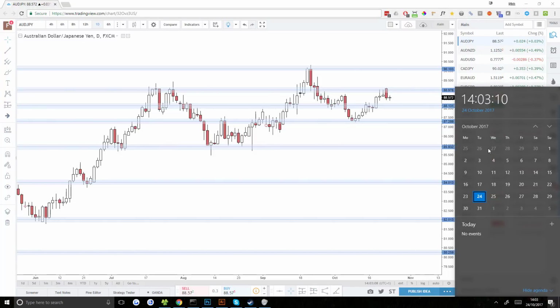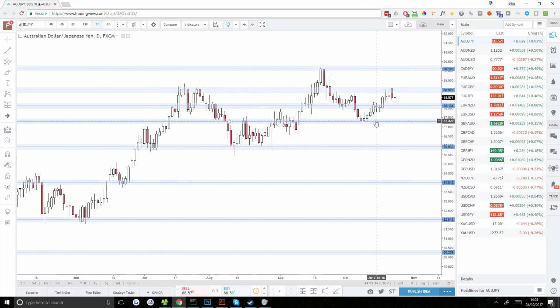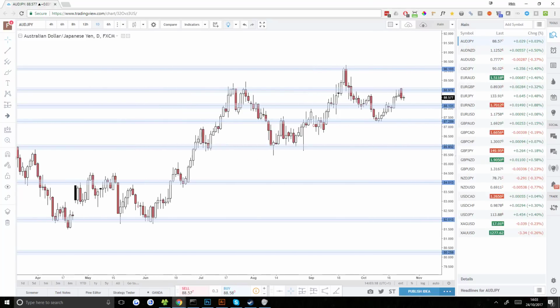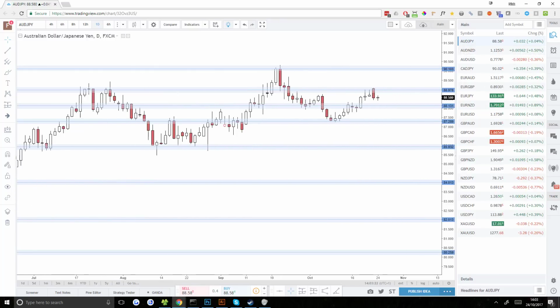Today is Tuesday, the 24th of October 2017. Time is 14:03 here in the UK. You're looking at an AUDJPY daily chart. In today's analysis, we're going to be looking for reversals and continuations from areas of support and resistance. We're going to be looking at pretty much all the pairs on my list here and all the time frames. So let's start off with AUDJPY daily chart.